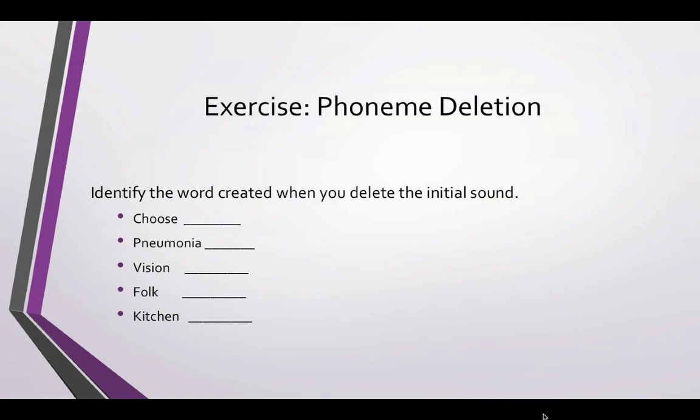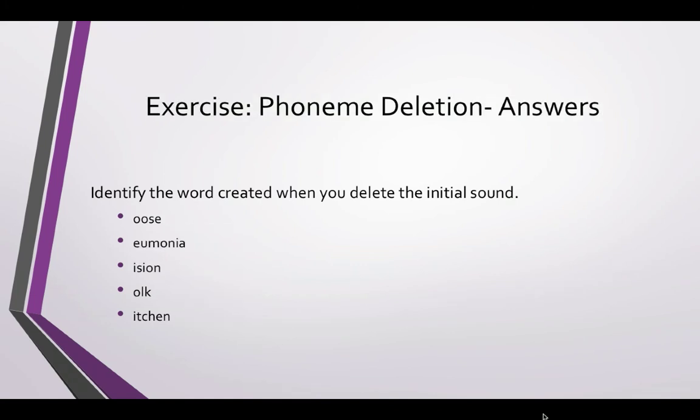So for phoneme deletion, if you delete a particular phoneme, then you can identify what word would result. Again, I would not use this set of words with young children, but for adults it's okay. So pause here to do the activity. So in the initial sound of choose, ch is your phoneme. So when you delete ch, you've got oo's left over, and so on.